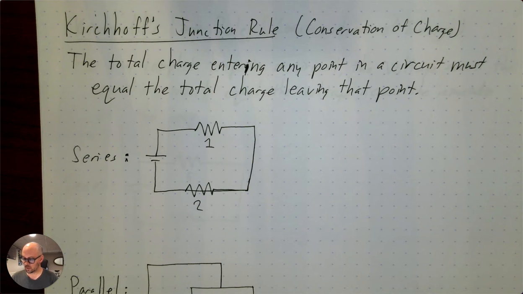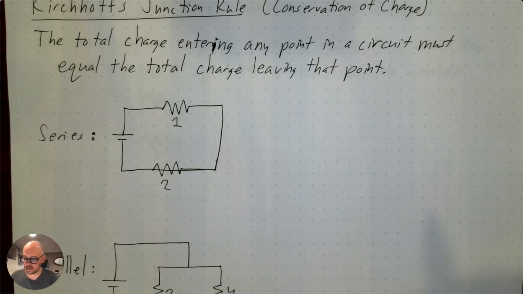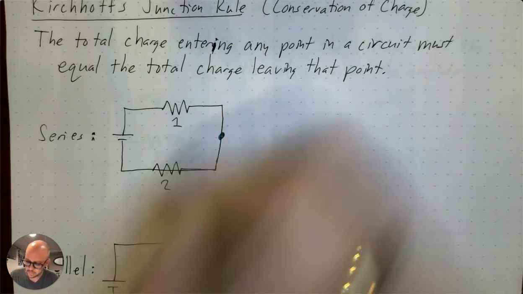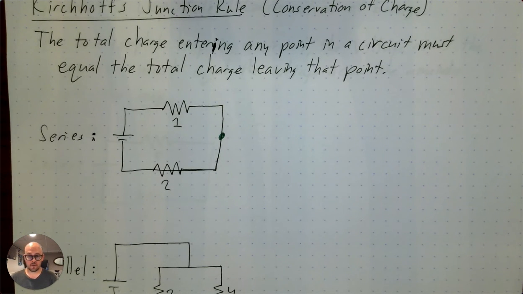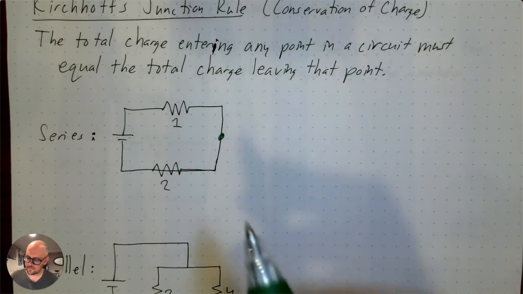The rule is worded: the total charge entering any point in a circuit must equal the total charge leaving that same point. So for a series circuit, you can pick any point you want. I'm going to pick this point since it's the middle of the circuit across from the battery. Technically, now I've identified a junction. A junction is where things branch off or come together. Neither of those things happens here, and that doesn't happen at all in a series circuit.